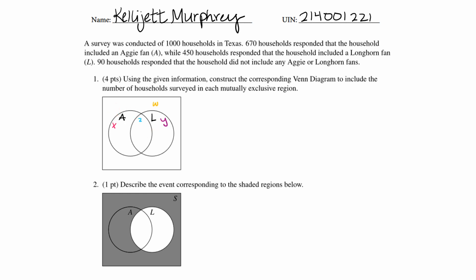Well, the first thing I would do is label each part of the Venn diagram. I labeled it with the X, Z, Y, and W. I included the A and the L to represent the Aggie fans and the Longhorn fans.